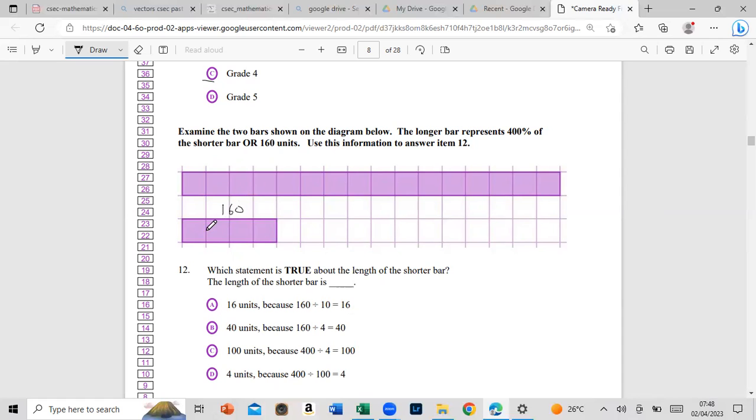So if it's 160, that means each unit length should be what? 40, right? So we can put in some information to guide us. We don't know what they're going to ask us, but at least they gave us this information. Notice they say it's about the shorter bar. So we focus in on the shorter bar. It's 40 units because 160 divided by 4 is equal to 40. Now, one of them is basically 40 units.